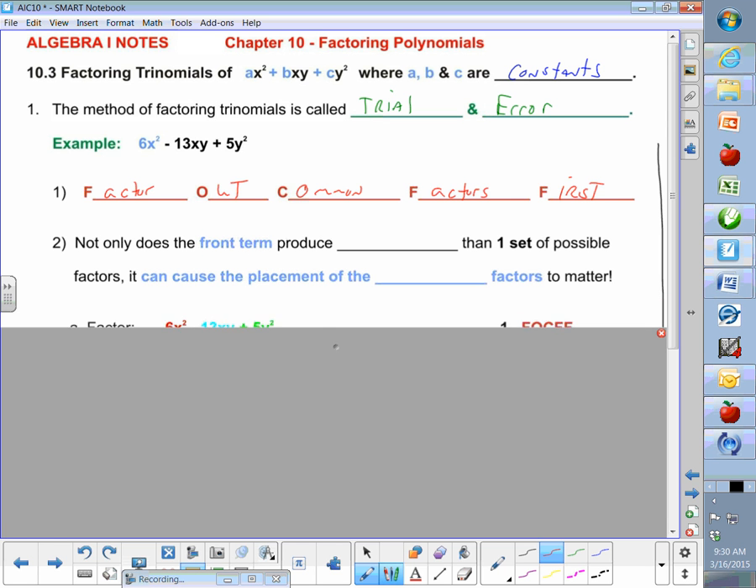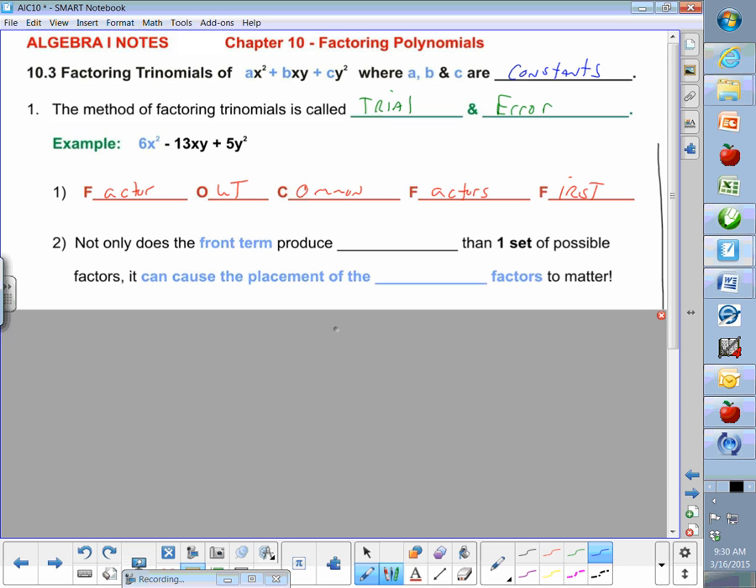Well, here's what ends up happening, and this is the key to everything here with this kind. Not only does the front term possibly produce more than one set of possible factors. I should have had "possibly" there. Again, first edition of our notes. It can cause the placement of the back factors to matter. And that's the big deal here as well. So there's two parts. Depending upon the front number, it can cause you to have more than one possible set of parentheses.